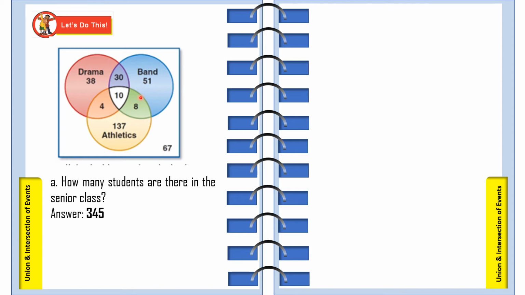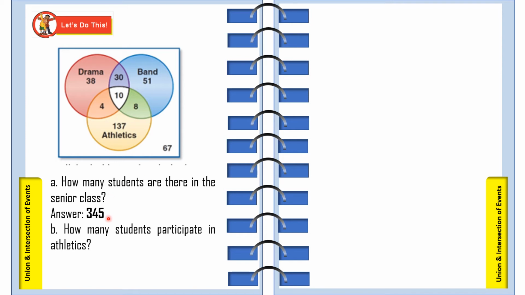Okay? So, our first question, how many students are there in the senior class? Okay, ilan ba lahat yung estudyante na involved sa activity na to? Okay, so the correct answer is 345. So, sir, paano po nakuha? Just simply add all the numbers na nakikita nyo dito sa ating illustration. Add nyo lang lahat yan. 38 plus 30 plus 51 plus 10 plus 4 plus 8 plus 137 at yung nasa labas na 67. Isasama nyo rin siya. So, magkakaroon kayo ng sum na 345.